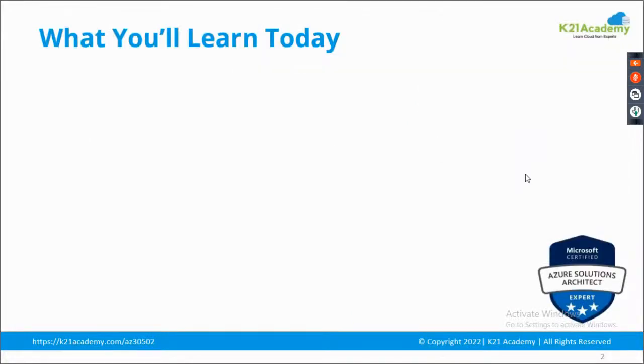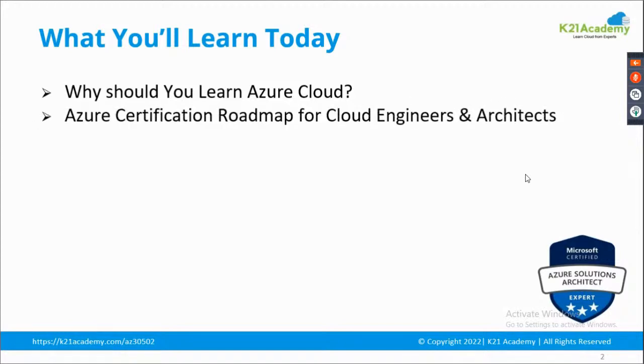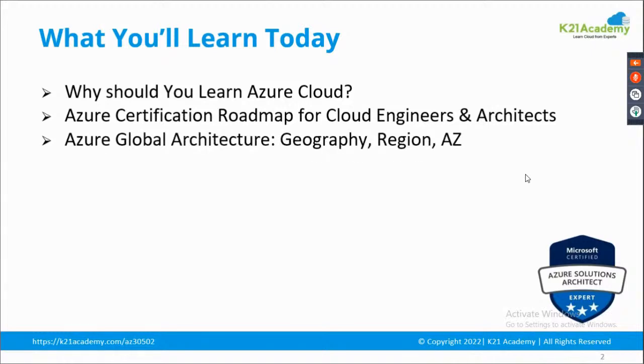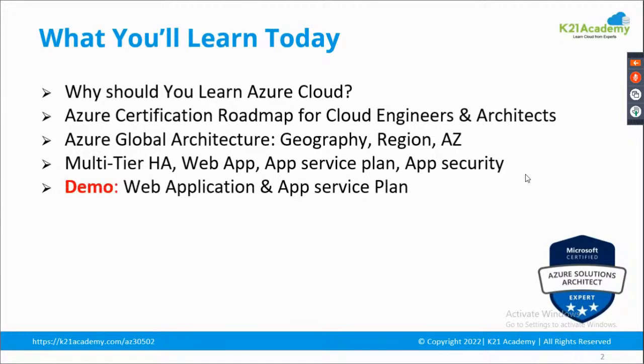So let's first have a look at the itinerary of the topics that we'll be covering today. From the start, we're going to look at why you should be learning Azure Cloud. Then we'll move on to the Azure certification roadmap for cloud engineers and architects. Then we'll look at Azure global architecture, in which we'll cover geography, region, and AZ. After that, we'll cover multi-tier HA web app service plan and app security. And then we also have a live demo in which we'll look at web application and app service plan.